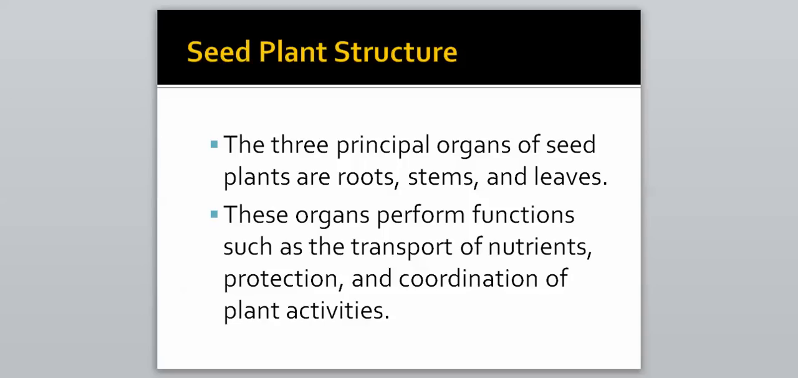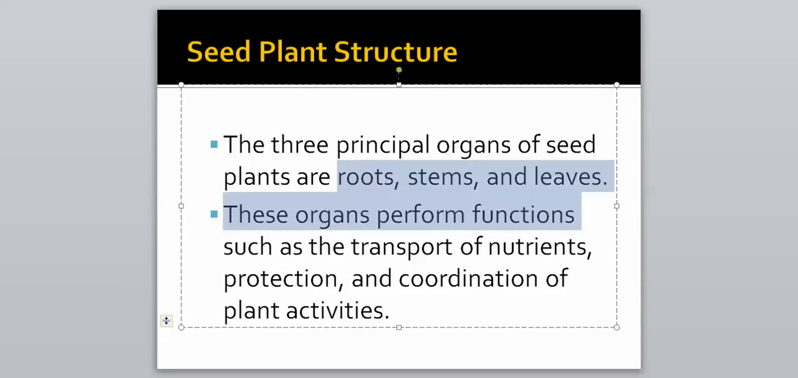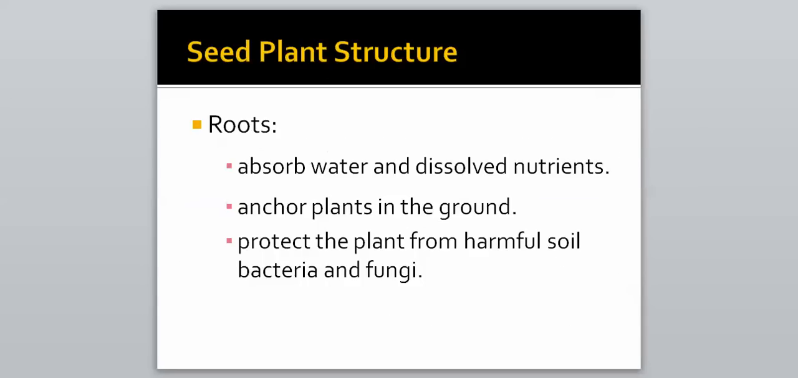And these organs perform functions such as the transport of nutrients, that would be more like the roots, and probably the stems, protection, and coordination of plant activities. So remember these three main topics here. This is the title of our chapter, so these are going to be important: roots, stems, and leaves. And we're going to talk about the function of each one of these.